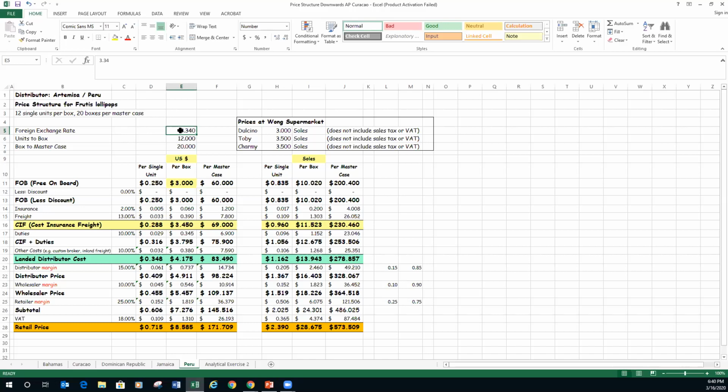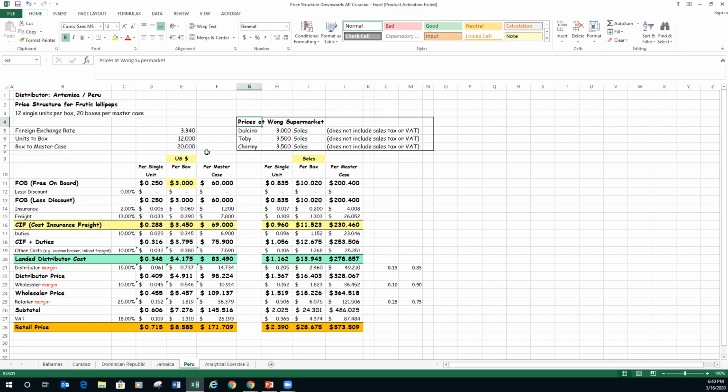So we're gonna put that here. And then for units per box, we know it is 12 single units per box. And we also know that it's 20 boxes per master case, so we're gonna put 20 boxes per master case. We also are gonna have 3 decimals, which is really important. So just keep your 3 decimals all throughout.